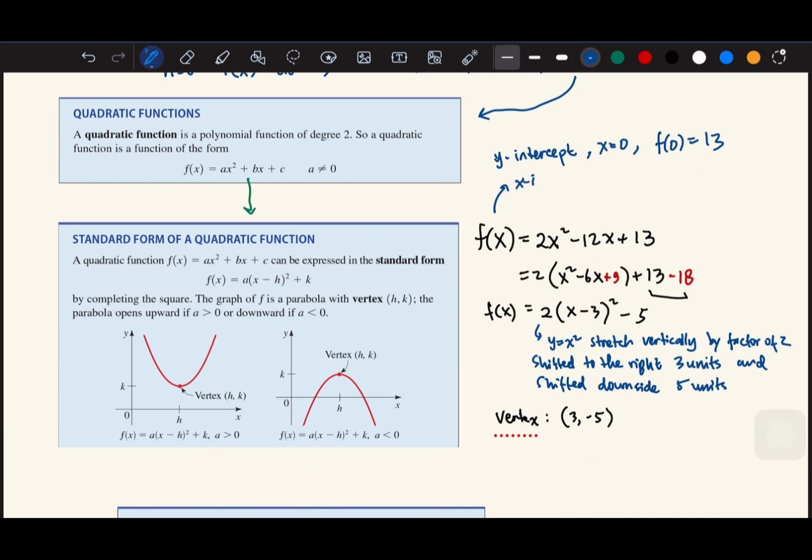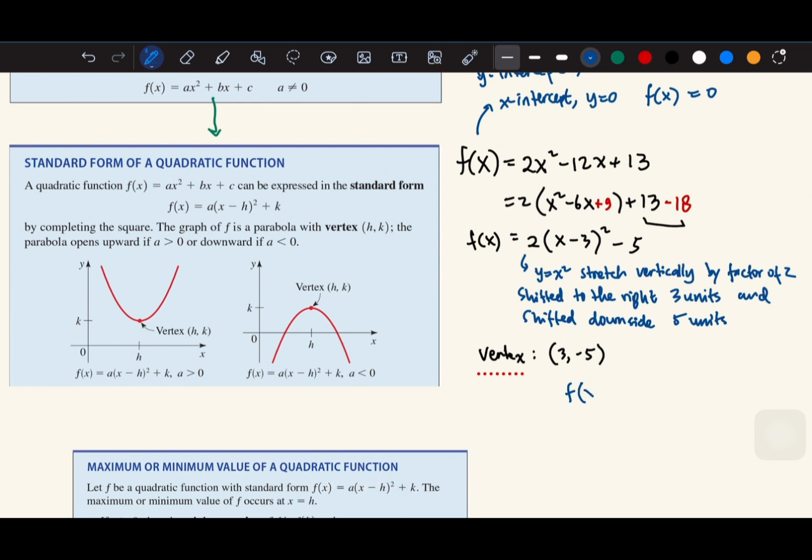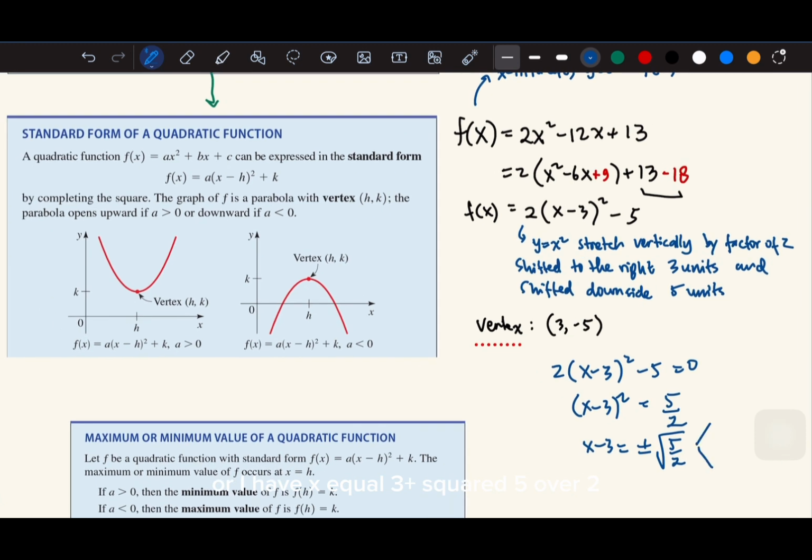And then the x-intercept is when y equals 0, which means the f of x needs to be equal to 0. Or we need to factor out. But since we already have the complete square, we can write down here f of x, or maybe let me write 2 times (x minus 3) squared minus 5 equals 0, and we are going to find what x makes this 0. So we can start to work this out. Move to the right and then divide by 2. So x minus 3 is plus minus square root of 5 over 2. So x equals 3 plus square root of 5 over 2, and x equals 3 minus square root of 5 over 2.